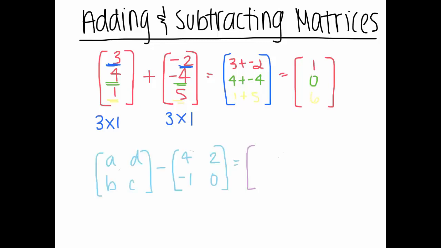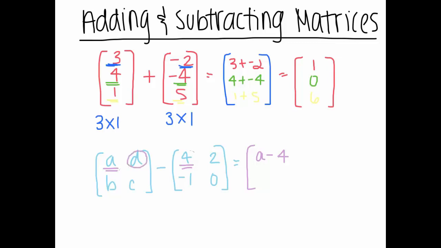So we're going to align our elements. So we have first row, first column with A, and then first row, first column with 4. So we're subtracting them. Now I don't know what A is, so in my first row, first column here, I'm just going to write A minus 4.